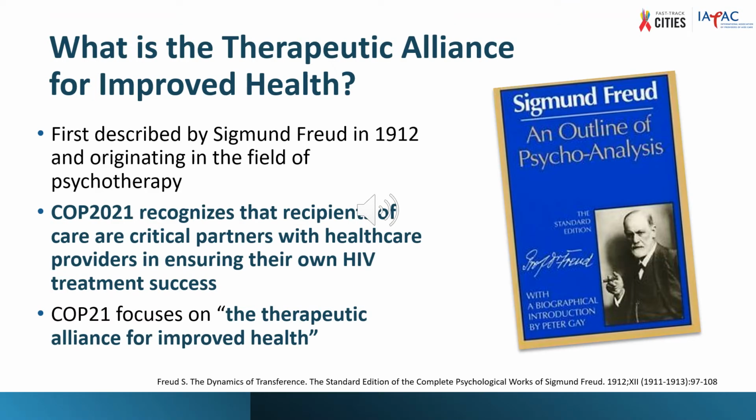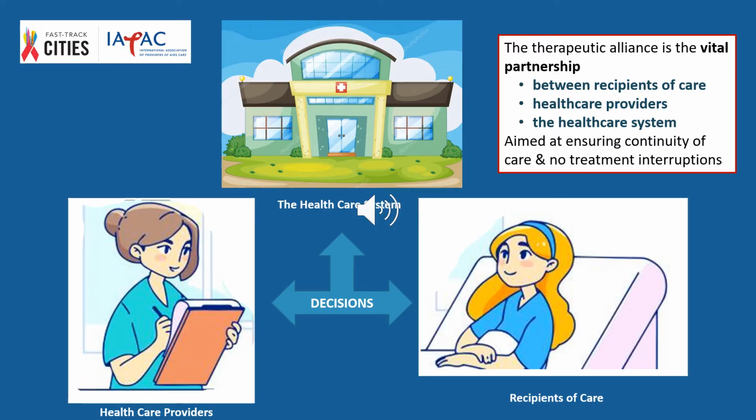So what is the Therapeutic Alliance for Improved Health? The Therapeutic Alliance for Improved Health originated in the field of psychotherapy, and the concept was first described by Sigmund Freud in 1912. COP21 recognizes that recipients of care are critical partners with healthcare providers in ensuring their own treatment success. Therefore, COP21 focuses on the Therapeutic Alliance for Improved Health. The Therapeutic Alliance is the vital partnership between recipients of care, healthcare providers, and the healthcare system, which is aimed at ensuring continuity of care and no treatment interruptions.